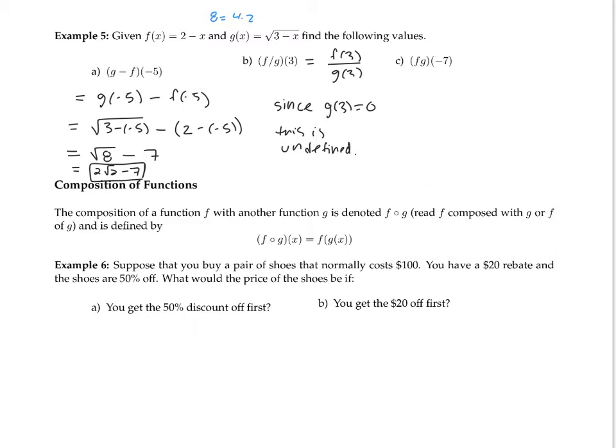Okay, how about fg of negative 7? So that means do f of negative 7 times g of negative 7, right? So what do you get when you plug negative 7 into f? 9. How about when you plug negative 7 into g? Square root of 10. Does root 10 simplify? No, it is what it is. You got 9 roots of 10.